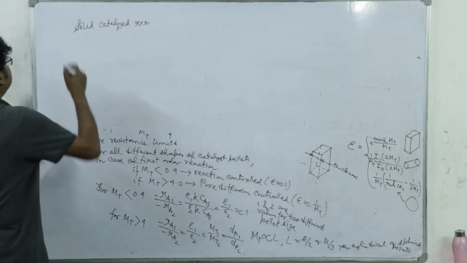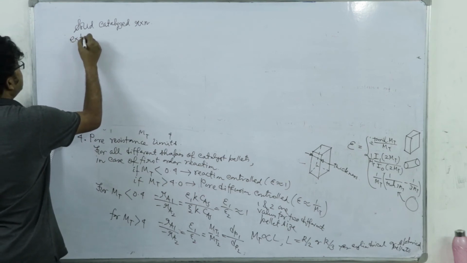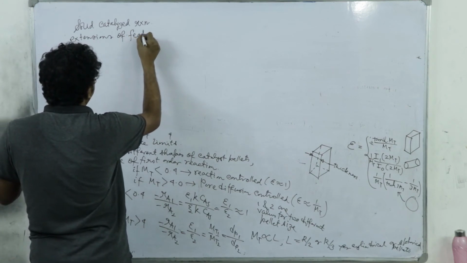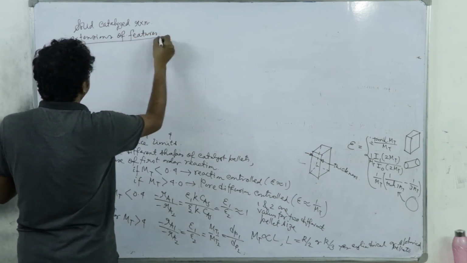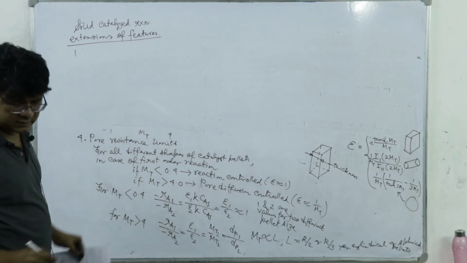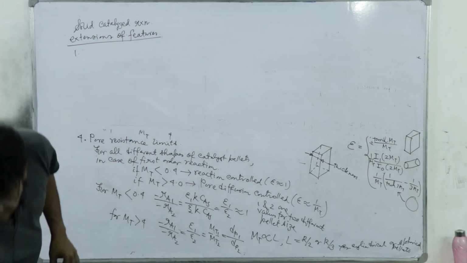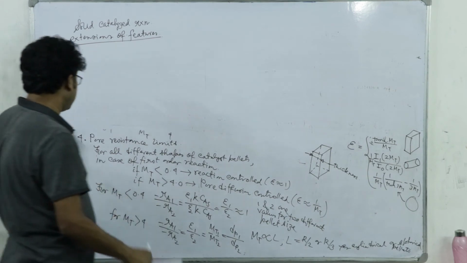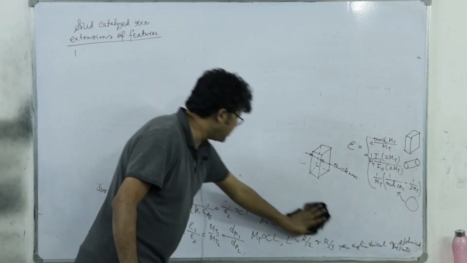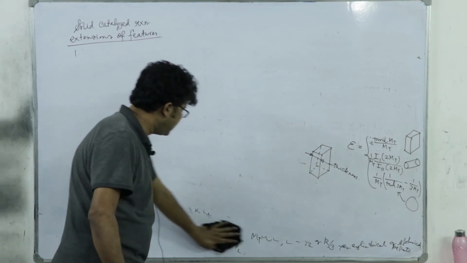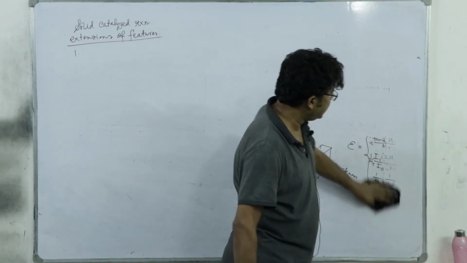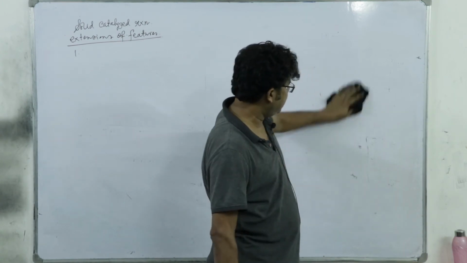There are some extensions as well, extensions of features. Primarily we have discussed 4 major points in relation to the straight cylindrical pore problem, where we have derived this epsilon equal to tanh Mt by Mt, and we have discussed the different controlling regimes like diffusion controlling or pore reaction controlling.